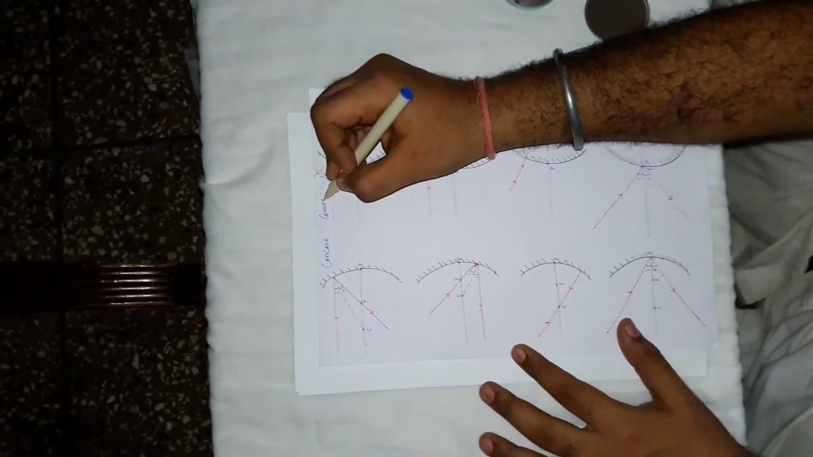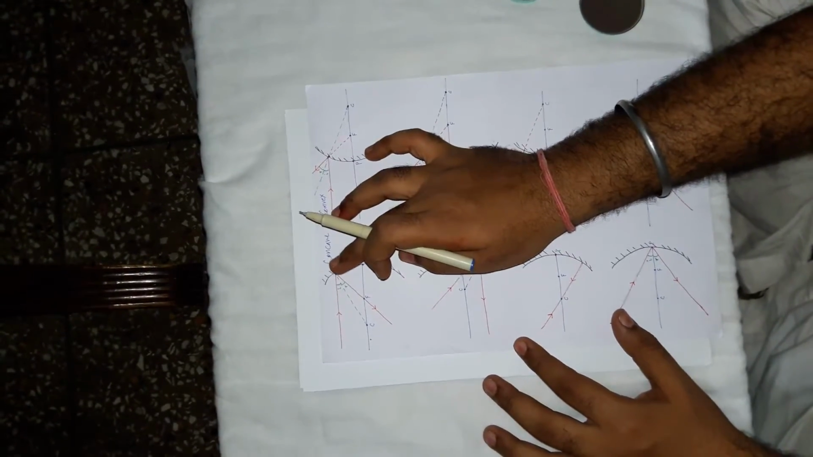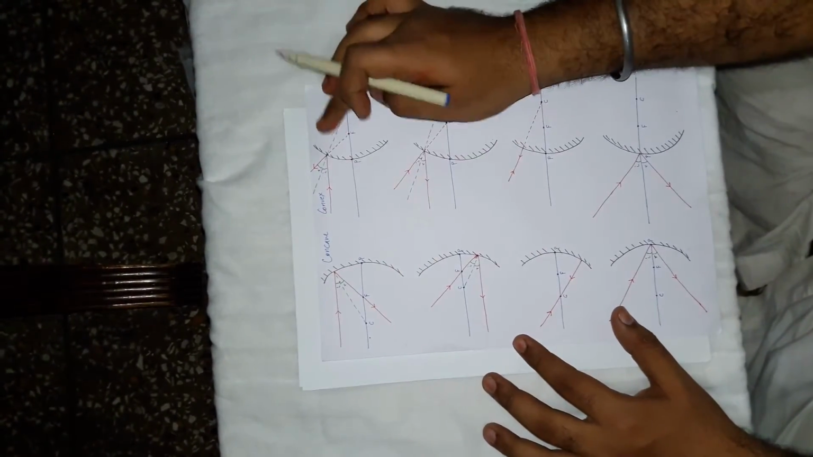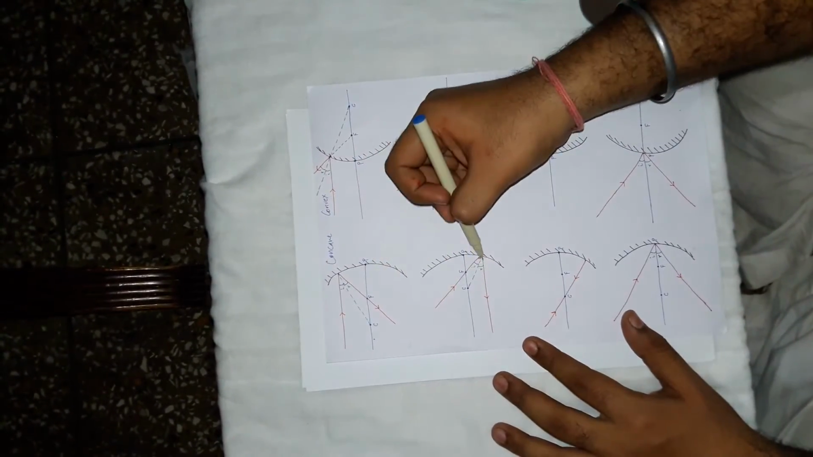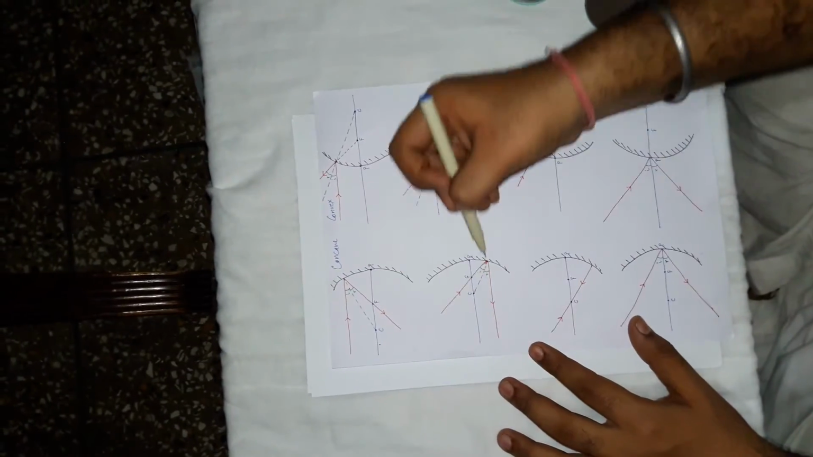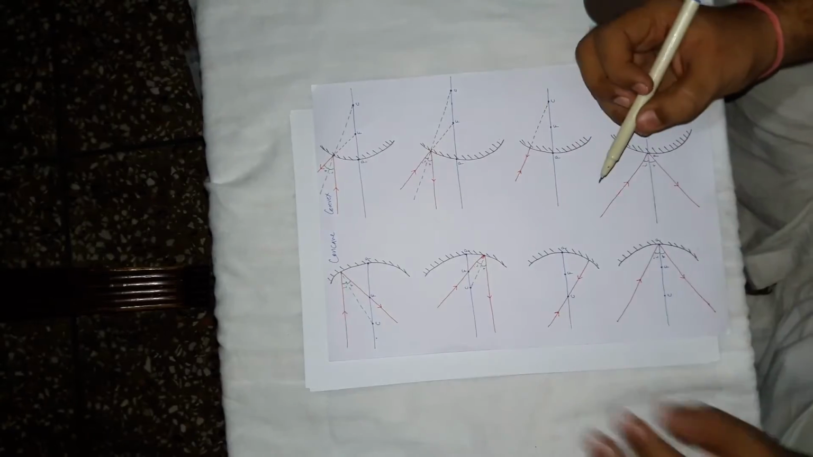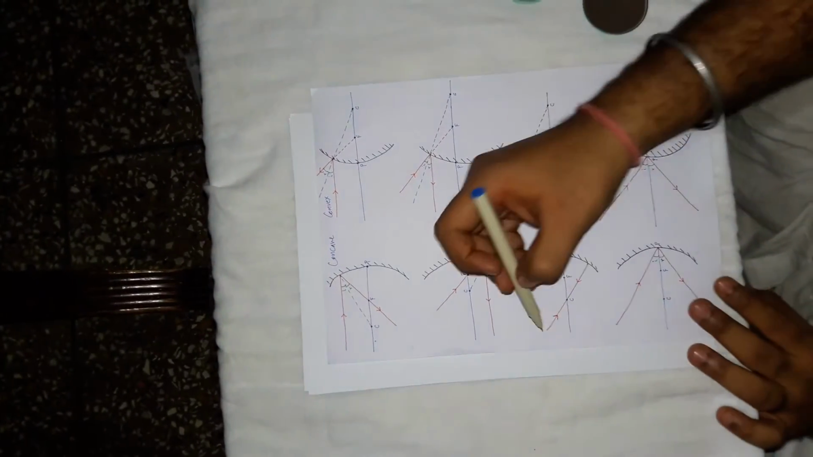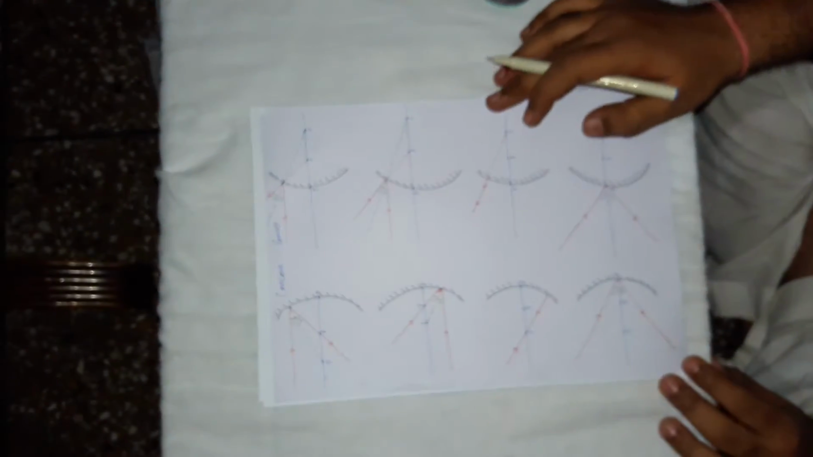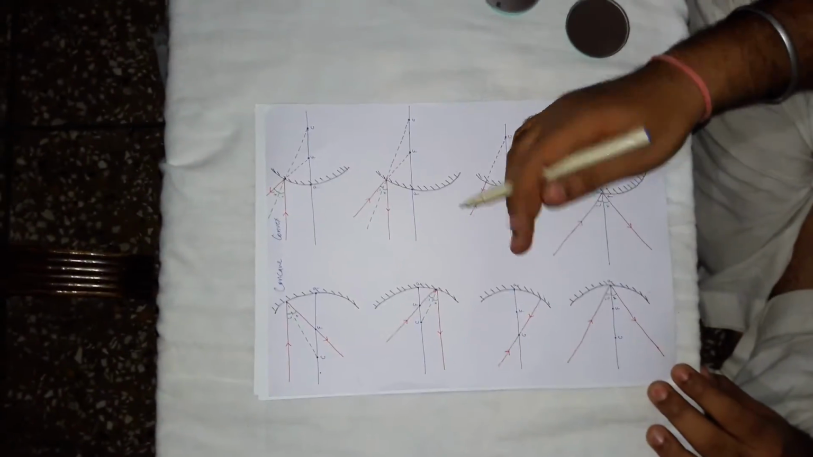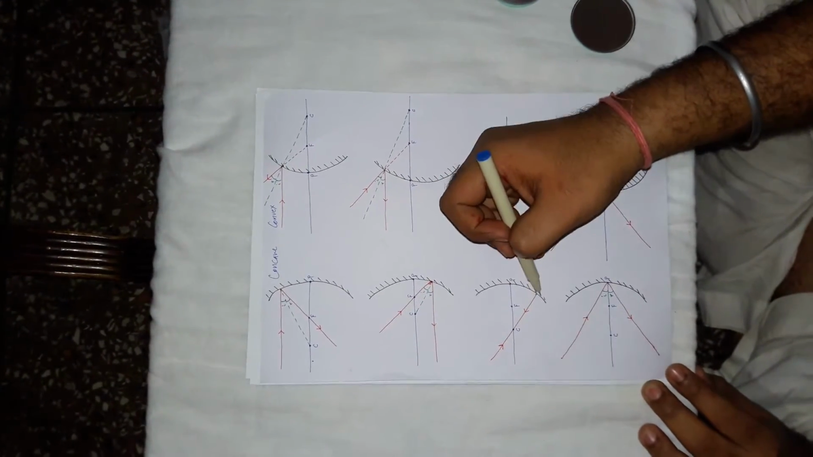In the first case, when the light comes parallel to the principal axis, it passes through the focus. Similar in this scenario. And vice versa, if it goes through the focus, it passes parallel to the principal axis. Similar to this mirror. On the other hand, in the third case, the incident ray is passing through the center of curvature and striking the surface of the concave mirror.